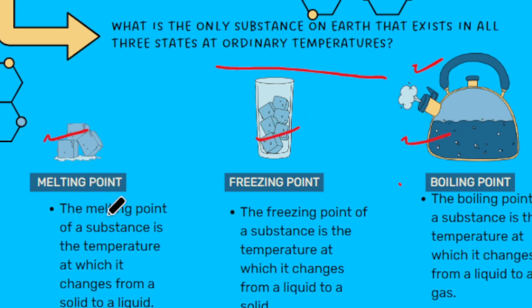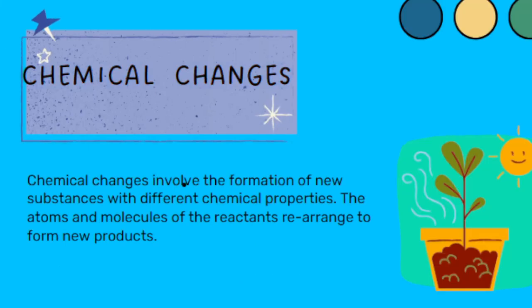The melting point is when solid changes into liquid. The freezing point is liquid to solid, and the boiling point is liquid to gas. These are all involved in phase transition. To understand better, please check out the previous video. Okay, next changes I take are chemical changes.